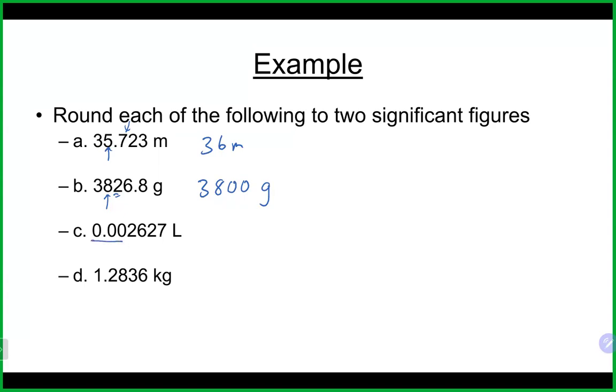Here, these are not significant. Our second significant figure is actually the 6. And at this point here, we would look at the next one, which is a 2, so 0.0026 liters in this particular case. And lastly here, we would go here to our 2, and we have this one, which is an 8, and we would round up and give us 1.3 kilograms in this particular case. Any questions on that there? Okay.